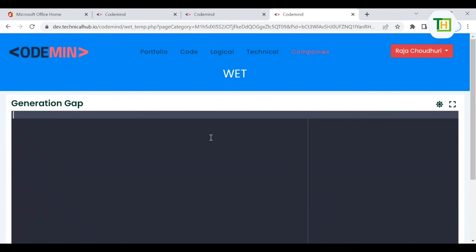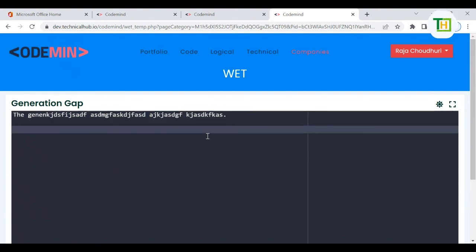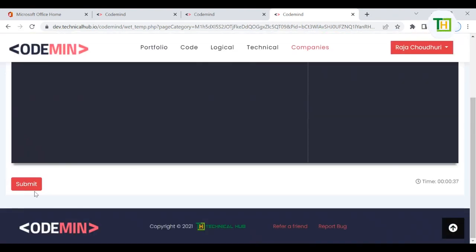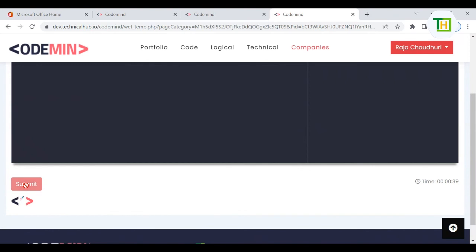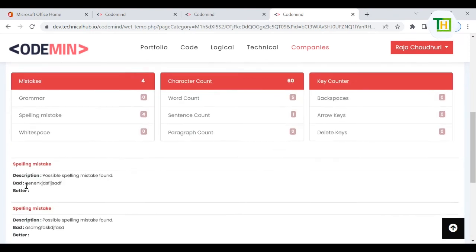Okay, how will you get a report card? I have typed something here. The generation gap is nothing but something I have typed. Okay, something I typed here, and you don't do like this, you need to type clearly and properly. Like this I have typed, and I just came down and submitted here. So you will get a report card here.